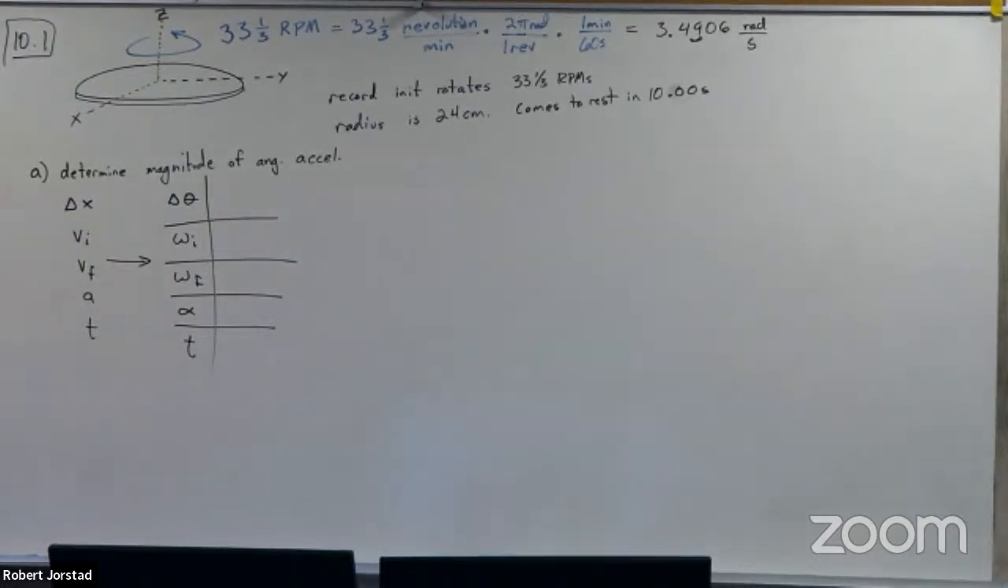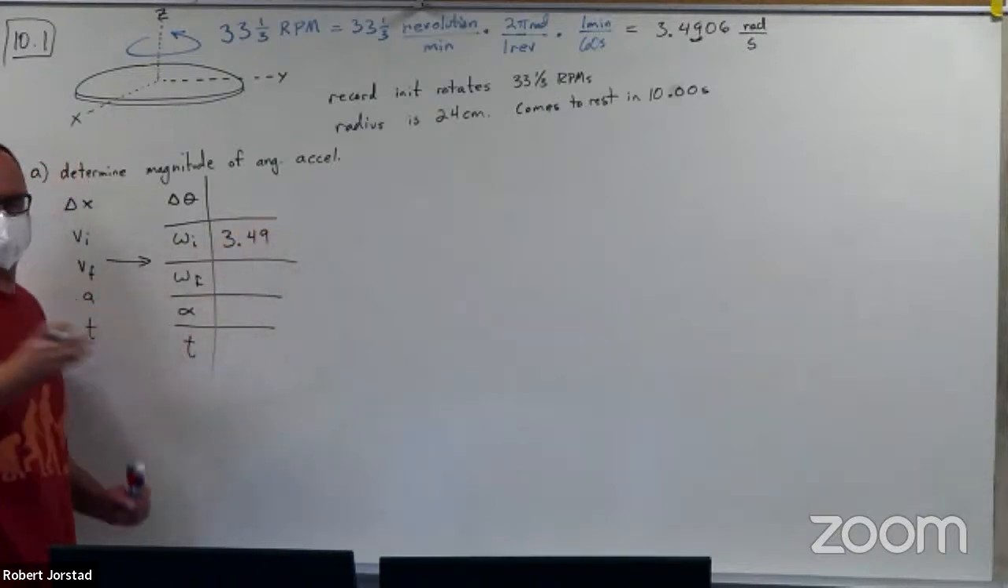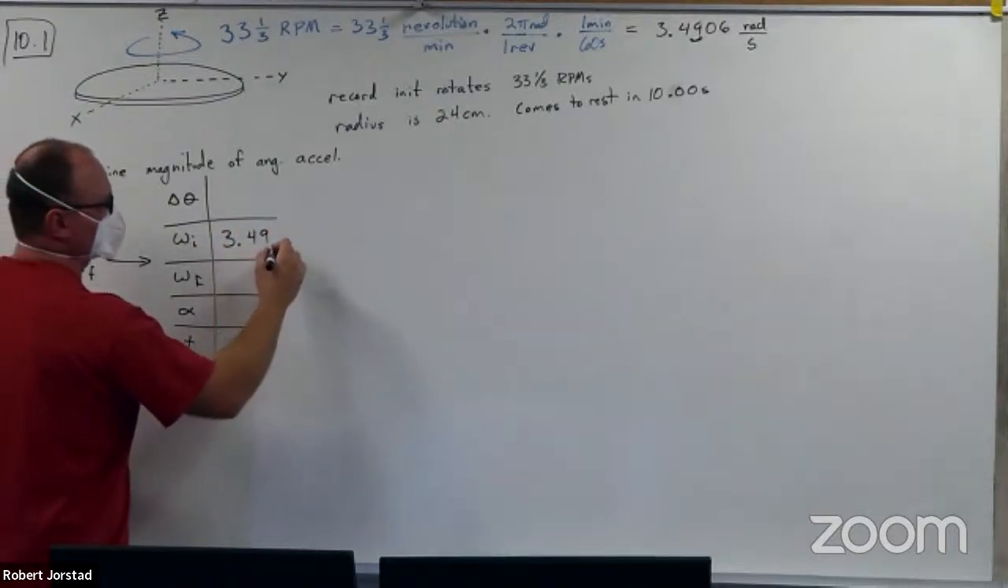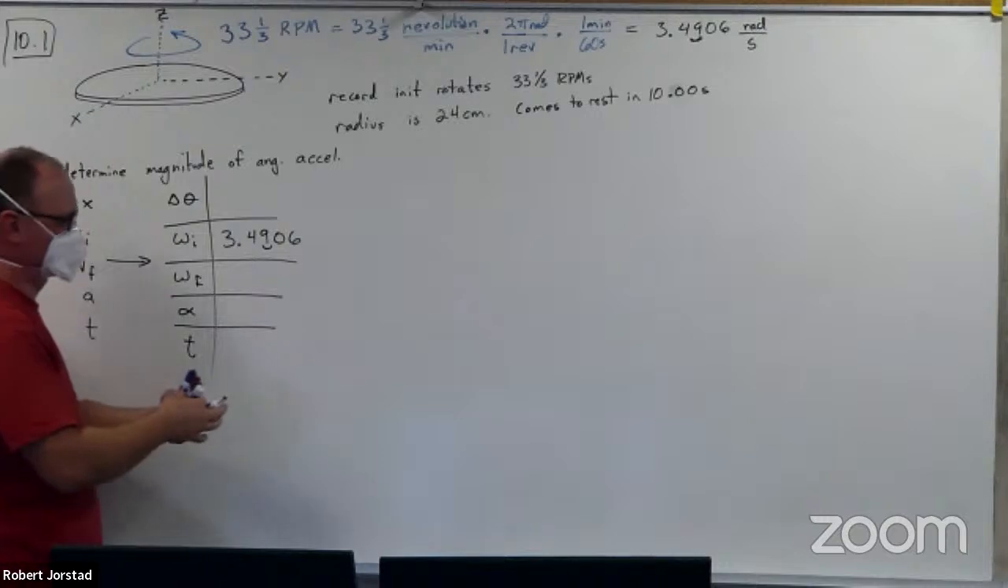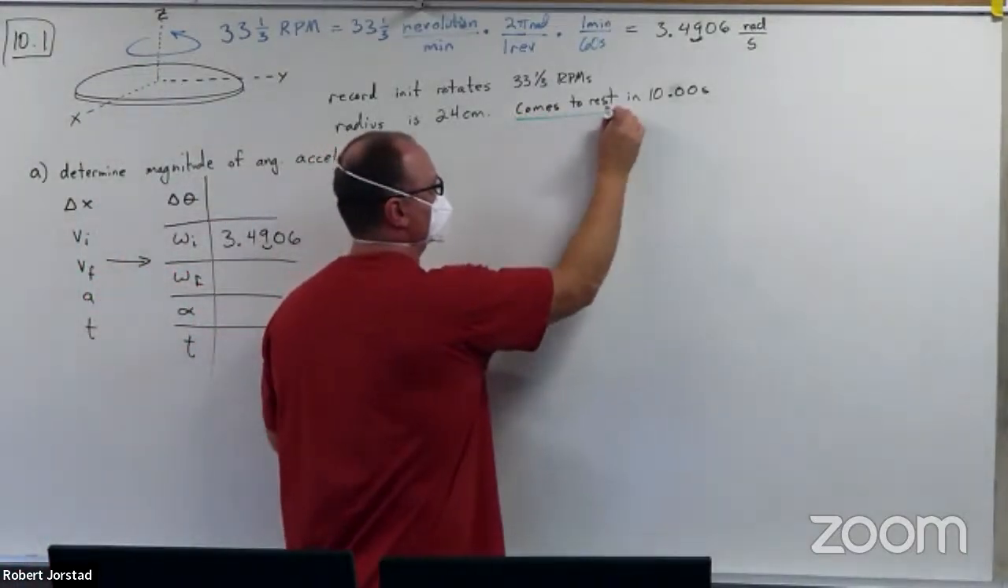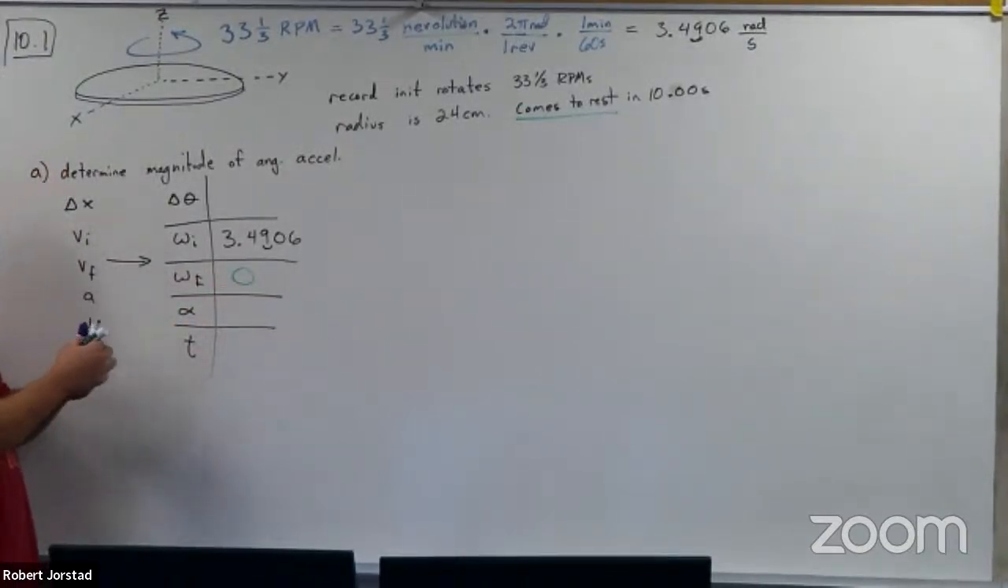Piece of cake, right? What's omega initial? It's initially rotating at what? Yeah. Does that make sense? What's the final? That's the 0, right? And then it's important to put our units on.